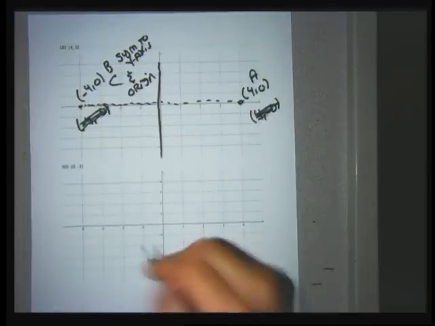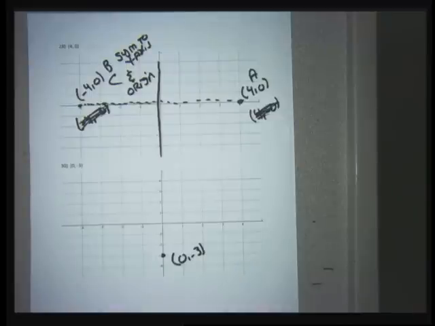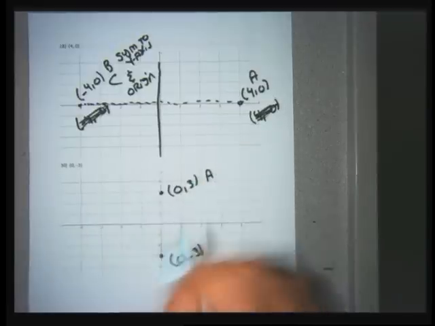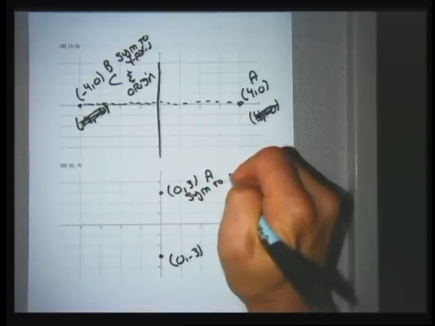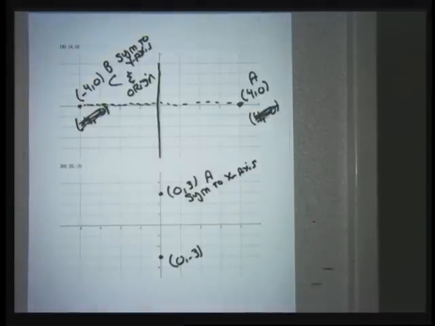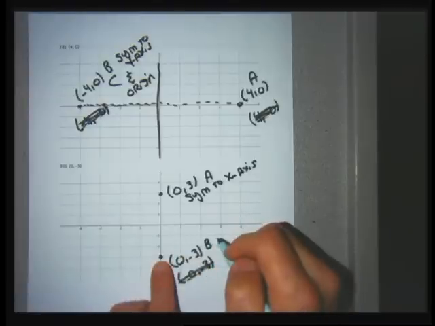Last one, 0, -3 plots on the y-axis. To do part A, I change the sign of the y. I get the point 0, 3. This is the answer to part A. This is the point that's symmetric to the x-axis. To do symmetric to the y-axis, technically I get the point -0, -3, but the point -0, -3 is the same as the point 0, -3, should I say. So this is also the answer to part B. This point, because it's on the y-axis, is its own point of symmetry to the y-axis.